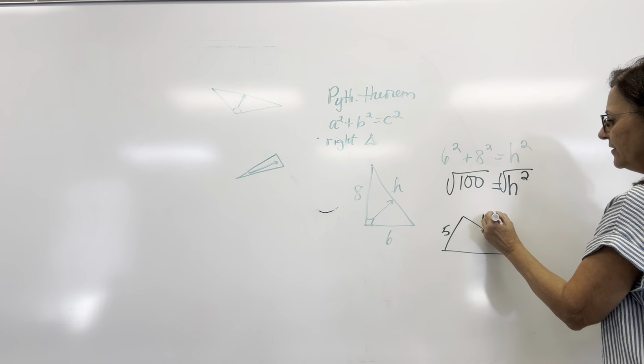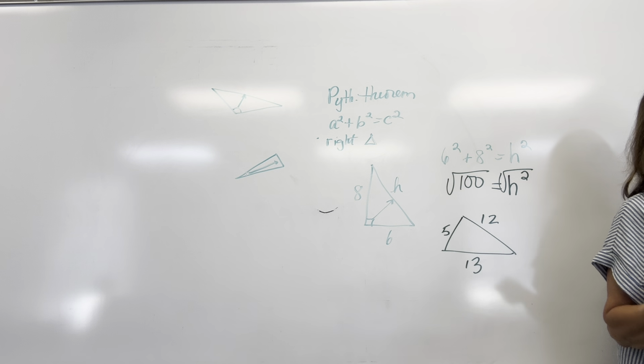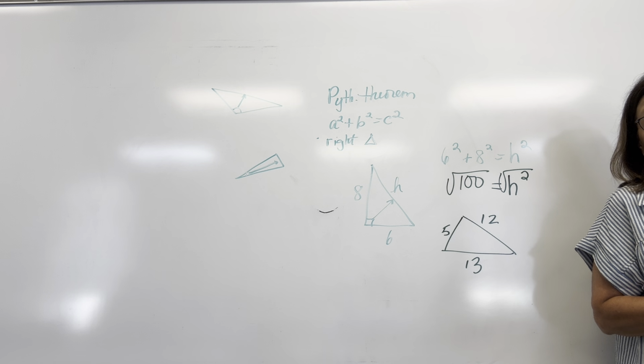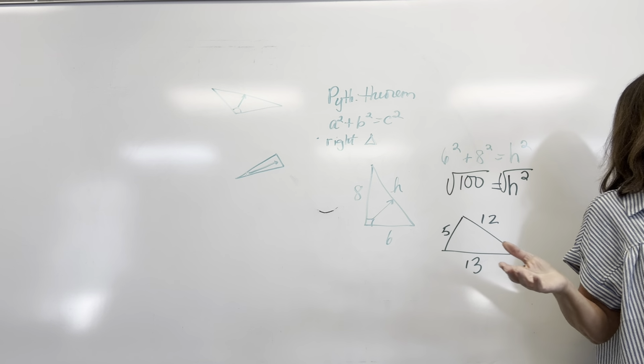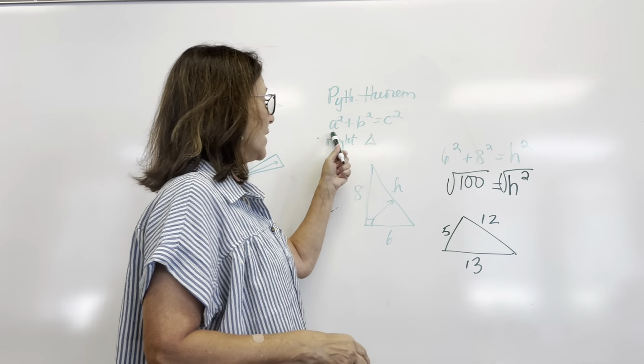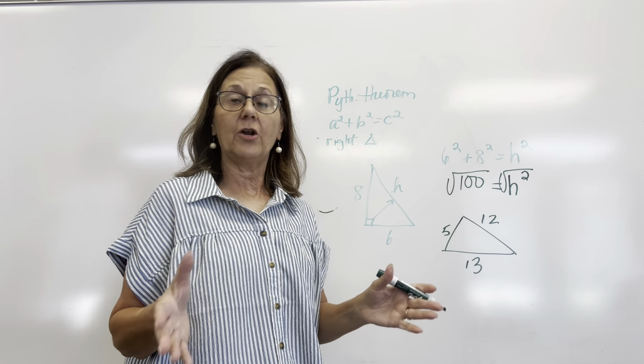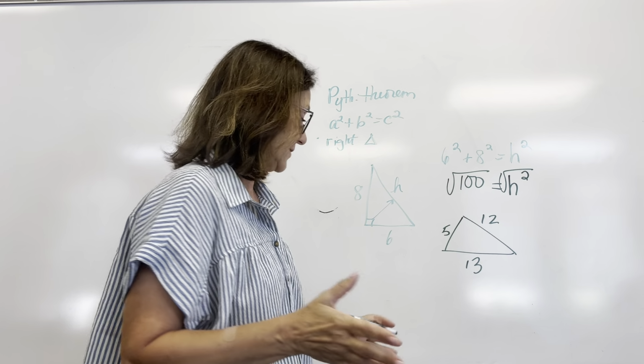It's a 5, 12, 13. And we don't know if it's a right triangle. But could I figure out if it's a right triangle? Yes, I can. Because if a squared plus b squared equals c squared, and it works, then I can know it's a right triangle. It only works for right triangles.